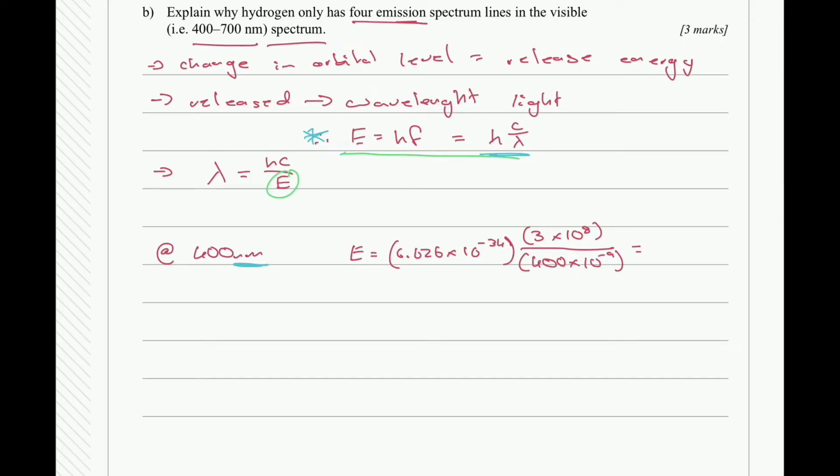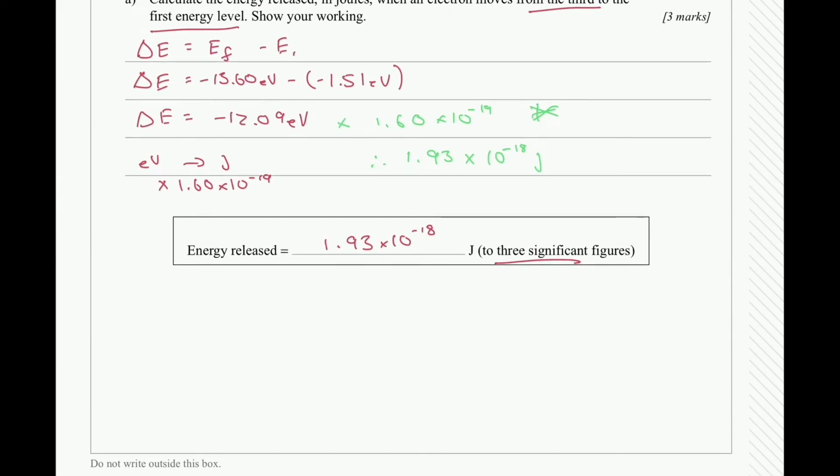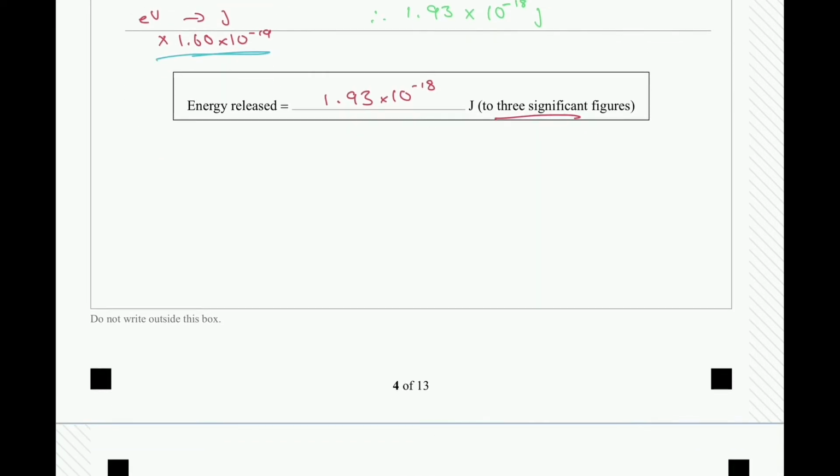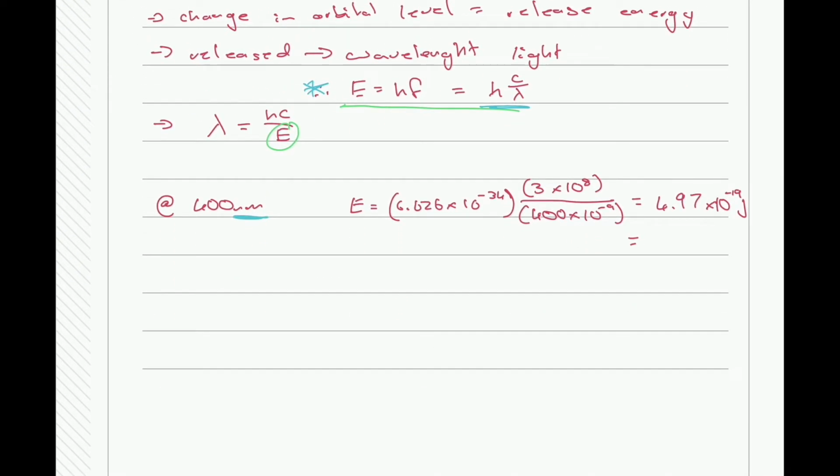Punching that in my calculator, I end up getting 4.97 times 10 to the negative 19, and my units here are joules. So I need to convert that joules to electron volts. In our previous examples, to go from electron volts to joules, we multiplied by our 1.6, but if we want to go backwards, we're going to have to divide by 1.6 times 10 to the negative 19. So I'll write here in blue, divide by 1.6 times 10 to the negative 19. We're going to end up getting 3.12 eV.